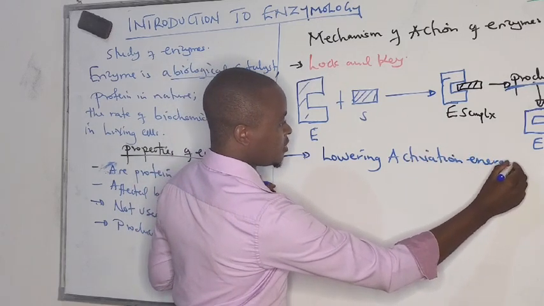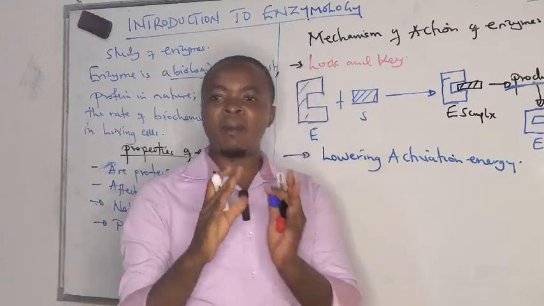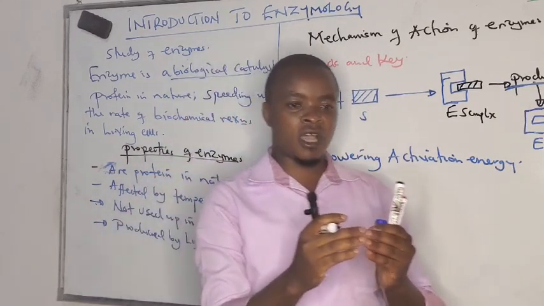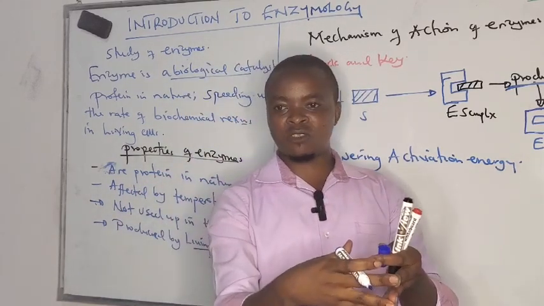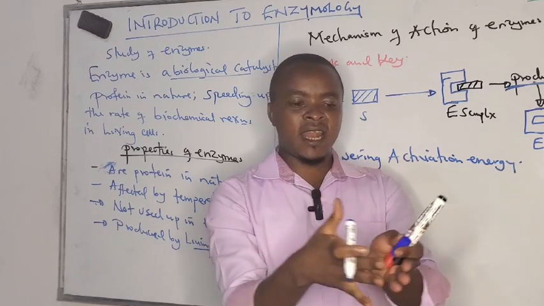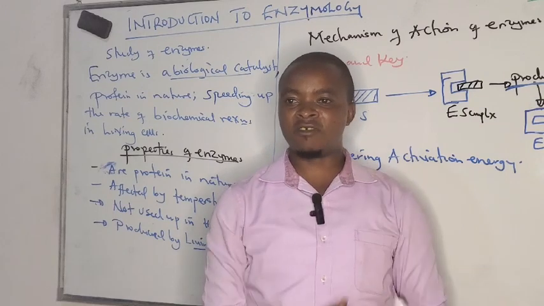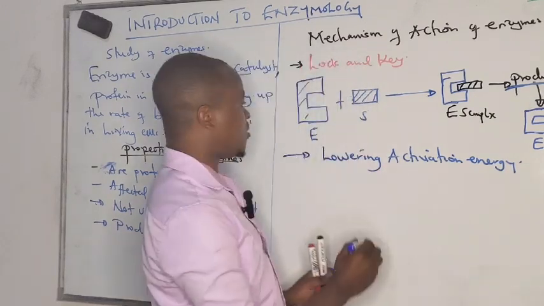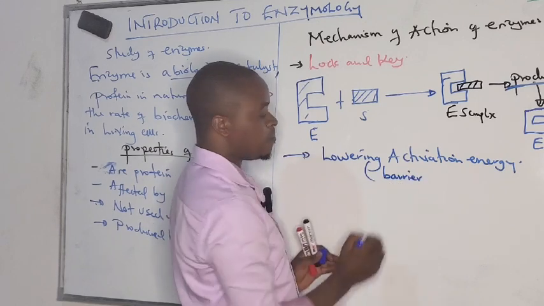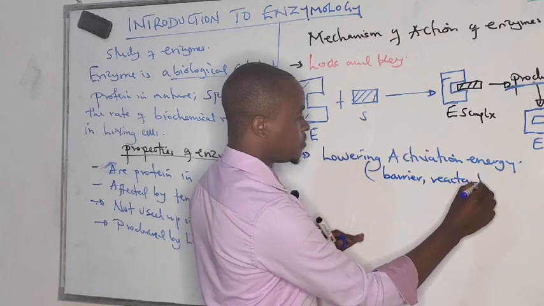By lowering the activation energy, whereby the activation energy is the barrier. You know, if you are to combine two things at once, you need the energy to make them one. So that energy which you must overcome before they become one is what we are calling an activation energy. So activation energy is the barrier.